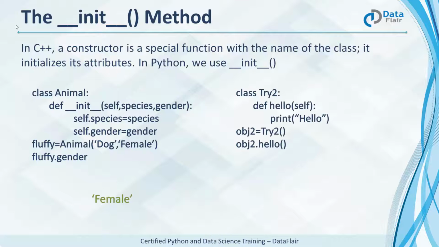This is another class try2. This does not have the init method. Obj2 still prints hello. Notice the double underscores around the word init? That's because it's a magic method. Keep learning to find out more about magic methods in the later lectures.